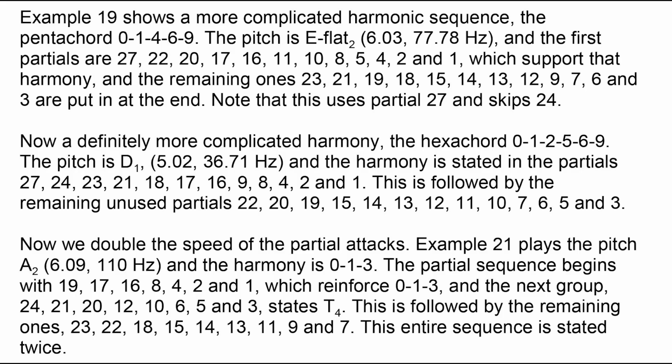The partial sequence begins with 19, 17, 16, 8, 4, 2, and 1, which reinforce 013, and the next group, 24, 21, 20, 12, 10, 6, 5, and 3, states T4. This is followed by the remaining ones, 23, 22, 18, 15, 14, 13, 11, 9, and 7. This entire sequence is stated twice.